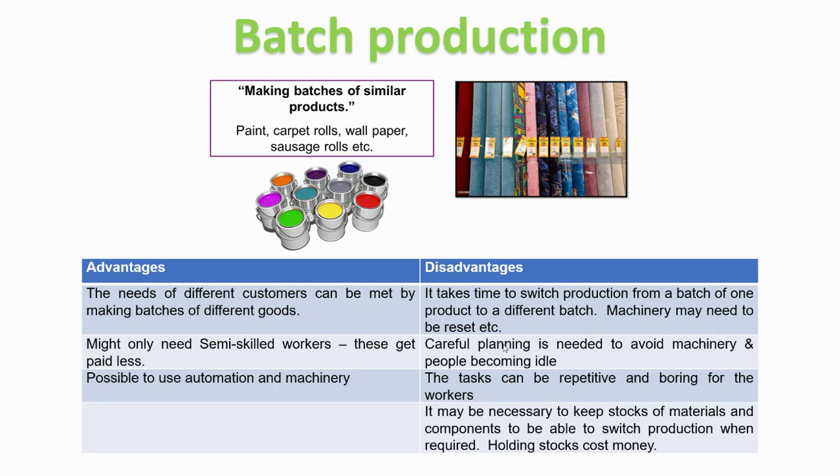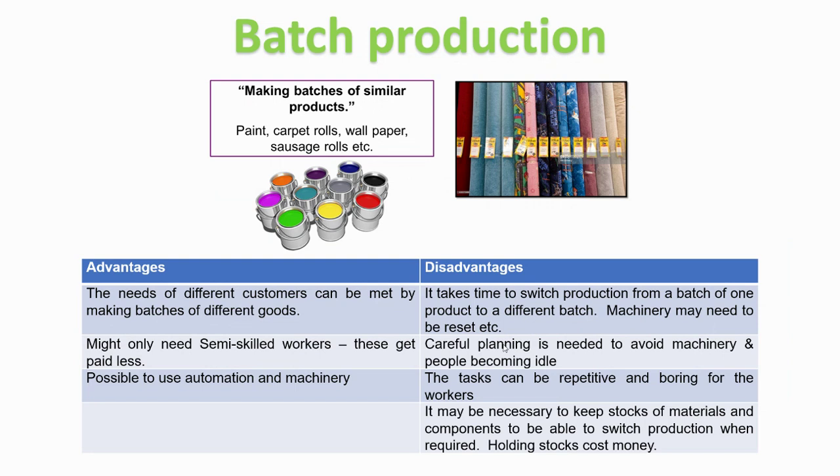Now, the advantage of batch production is that you can make products much more quickly because you can automate the products. Customers still get some choice, and you don't need quite as highly skilled workers to produce the goods because we're using more machinery in the production line.